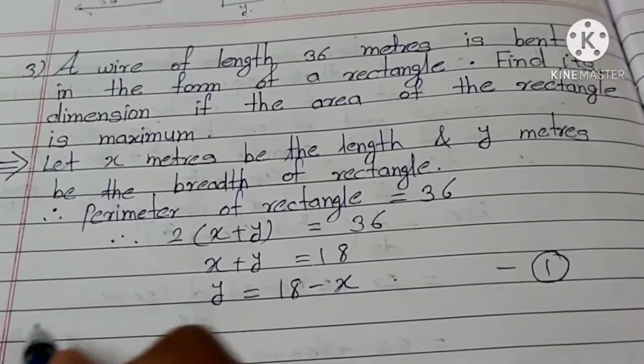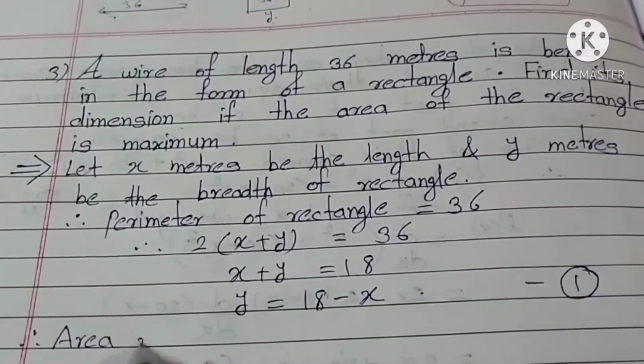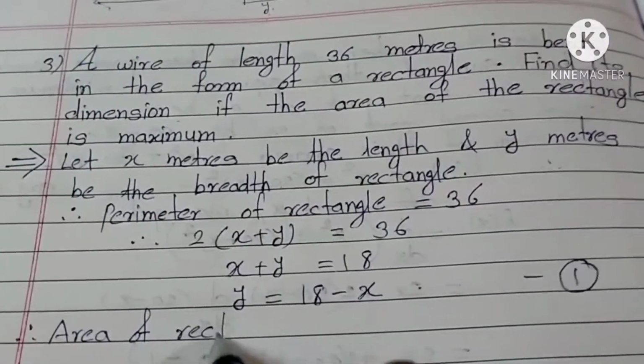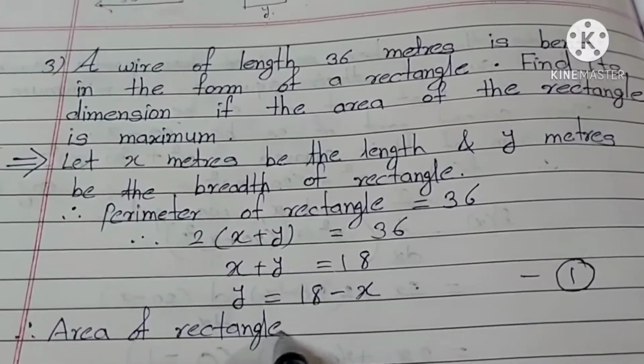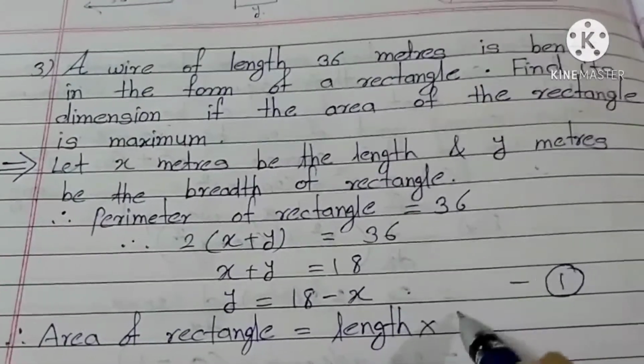Now we know that the area of the rectangle. What is the area of the rectangle? It is equal to length into breadth.